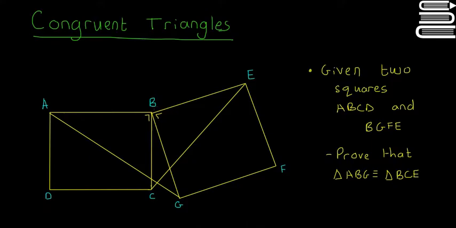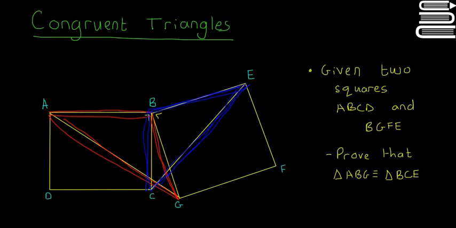See those kind of awkward looking triangles? So we're given those two squares and we have to prove that the triangle ABG is congruent to the triangle BCE. So again, I'll just draw those out. We're going to have this triangle ABG, this one here. Again, it's kind of messy, but it's just to show you the idea. It should be congruent to the triangle BEC. They overlap a little bit and they share the two squares.